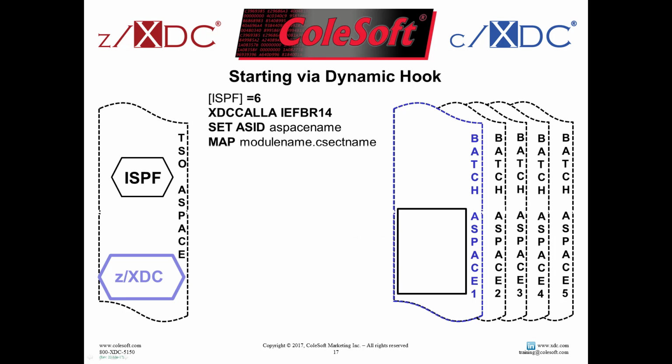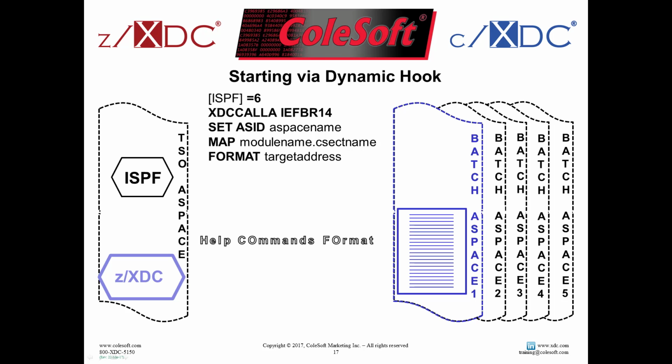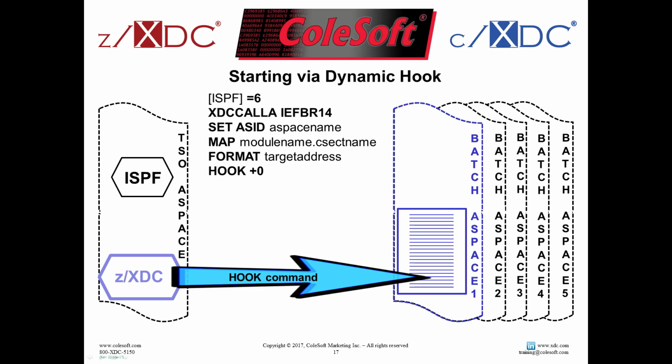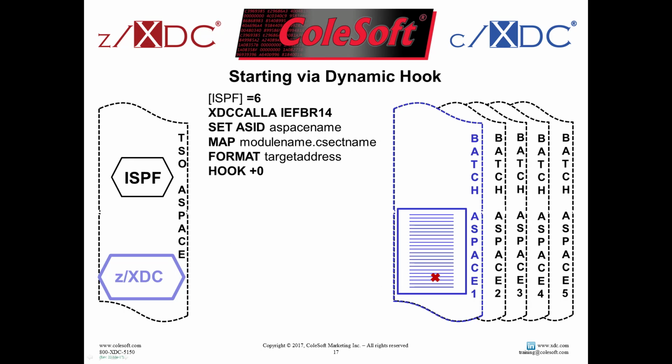Maybe use the map command to load module and source image maps of the target program. In any case, you probably want to use the format command to display the target code. Now use the hook command to set a dynamic hook in the target code. At this point, you can end this token debugging session, or not, but it's done its job for now.